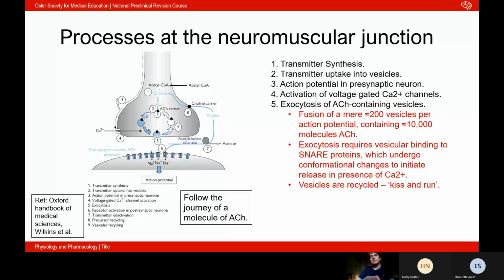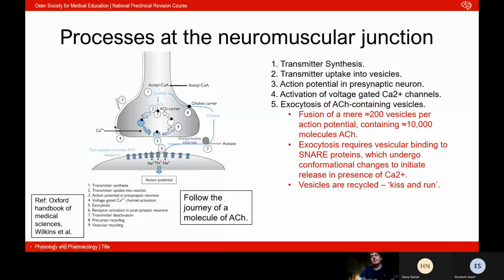So exocytosis requires vesicles to bind to these SNARE proteins, and I'm not going to go into great detail on how the calcium influx changes the structure of these SNARE proteins, but that might be something good to consider if you're considering writing an essay on this topic, because there's a lot of interesting research into how these enable the calcium sensitivity of the vesicle release. So the vesicles bind to these SNARE proteins, and then when calcium binds to these SNARE proteins, they allow exocytosis.